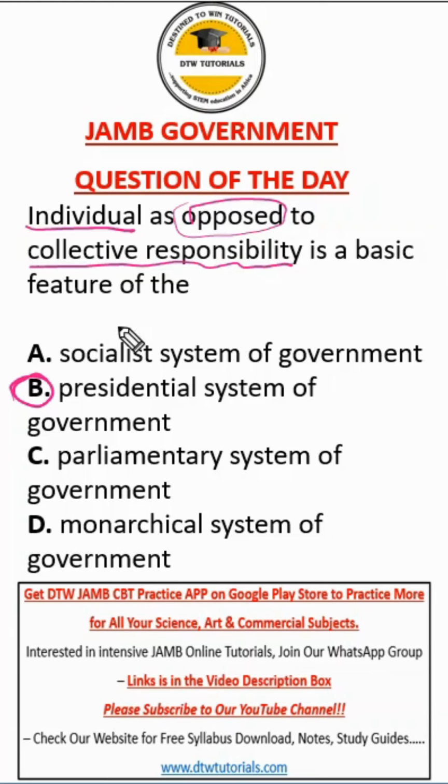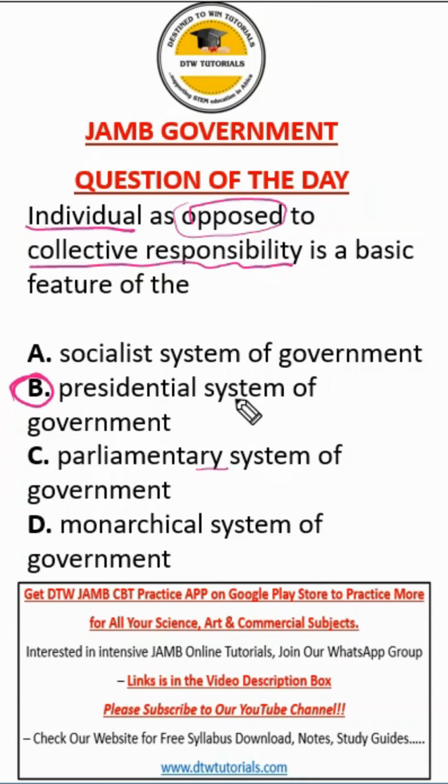The presidential system of government. Okay, it is unlike the parliamentary system. Okay, that's parliament. The parliamentary system of government is when responsibility for an action is collective, where the executive is collectively responsible for any action.